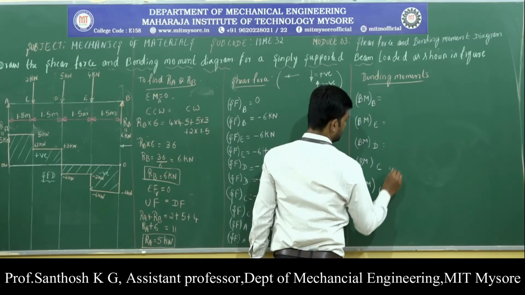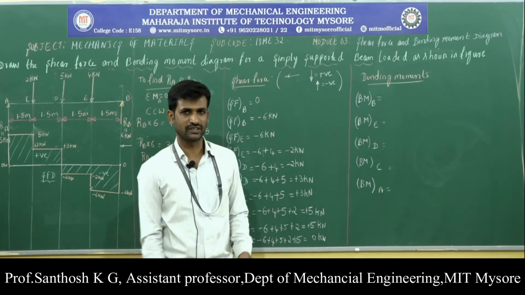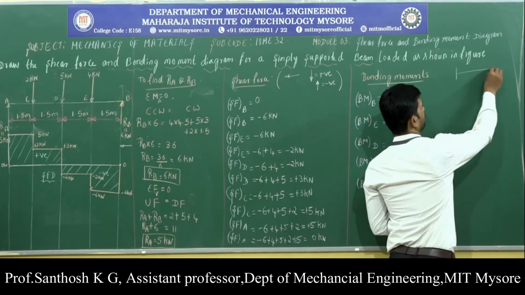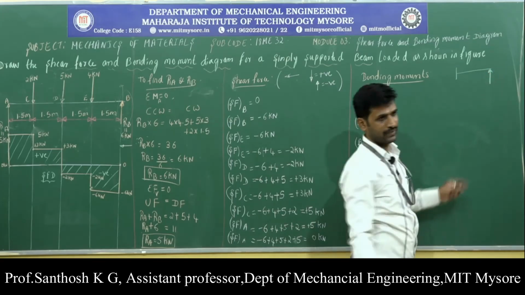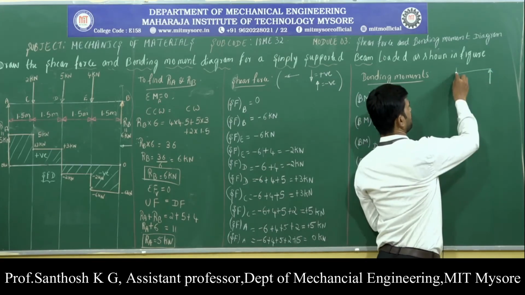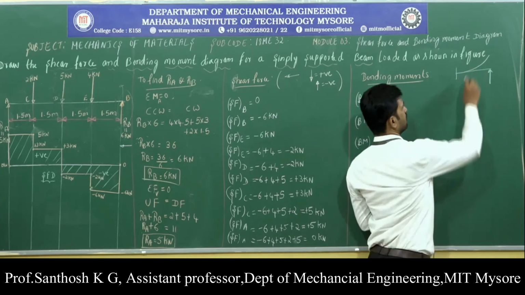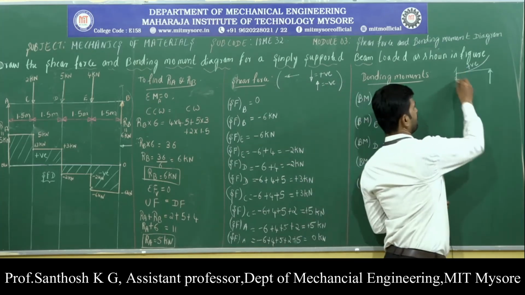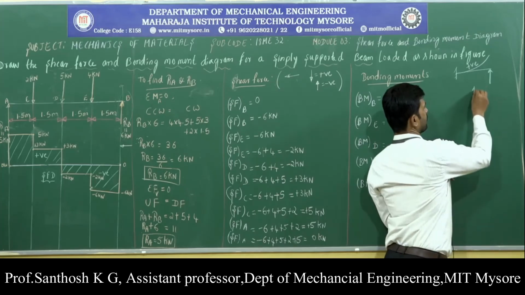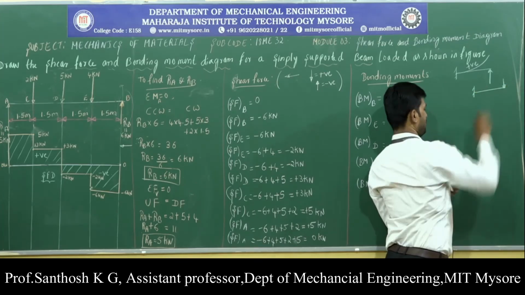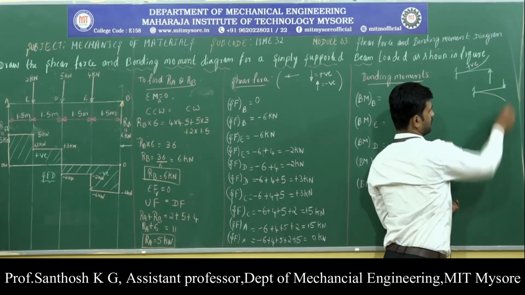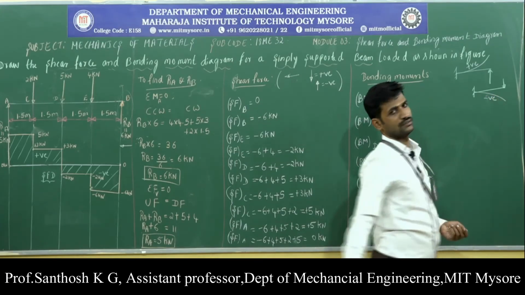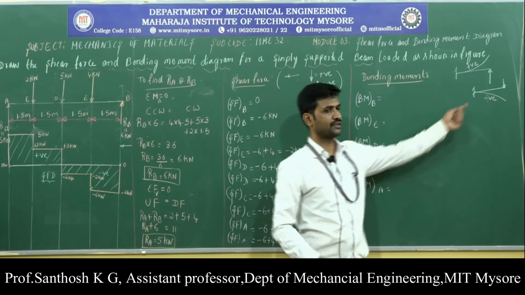In order to find the bending moment, we should follow a certain convention. The convention I will choose is, if the force acting on the beam tends to rotate the beam in the upward direction, then I will consider such bending moment as positive. Whereas if the force acting on the beam tends to rotate the beam in the downward direction, then I will consider such bending moment with a negative sign.